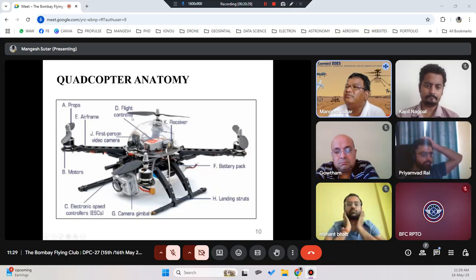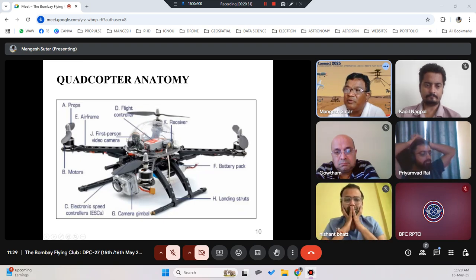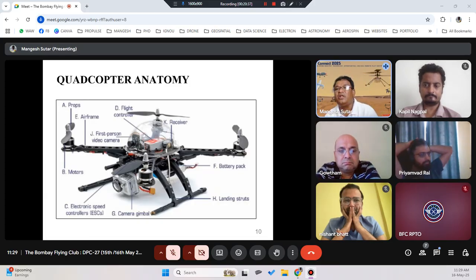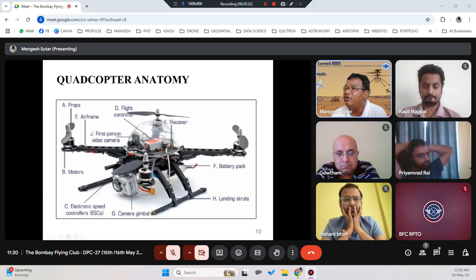Then you have something called a first person video camera, which is FPV, which we need to know where the drone you're flying actually is. You can use your FPV goggles to check the motion of your drone. Then you have a camera with the gimbal. This is your main payload, which we will use for capturing the footage, either for aerial photography or videography.